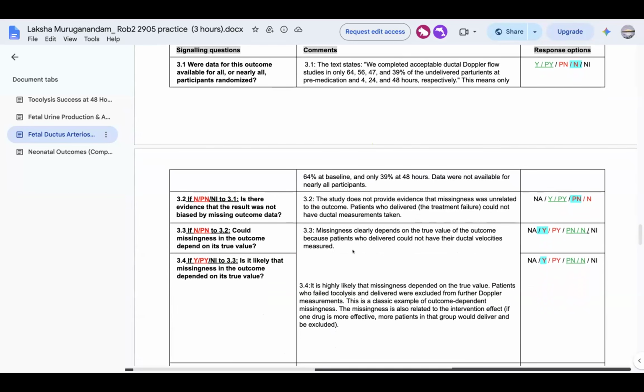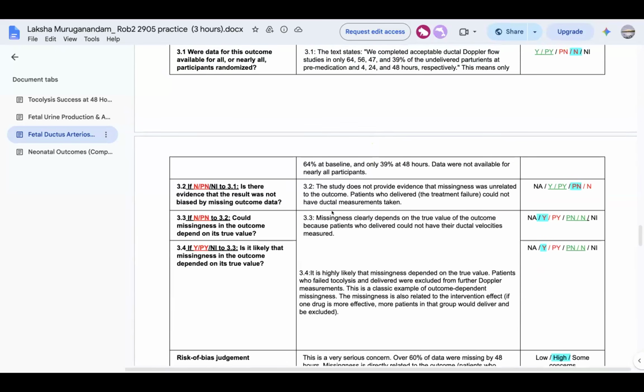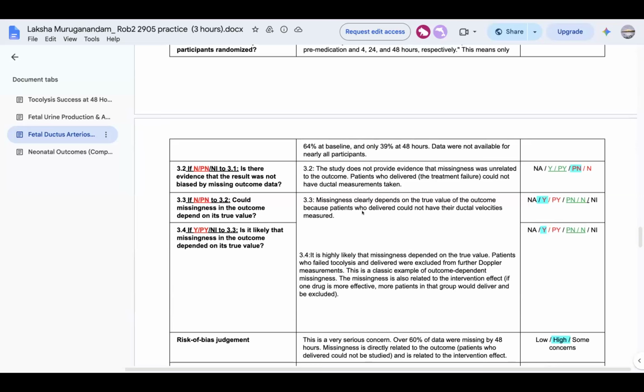Please continue. Okay, for 3.2, did we answer PN or no? I put no for this one. Yeah, me too. I think I did the same as well. Yeah. 3.3, missingness clearly depends on the true value of the outcome because patients who delivered could not have their ductal velocities measured. And then she answered yes for 3.3. I agree. I put yes as well.